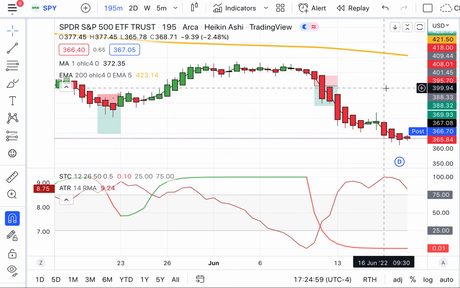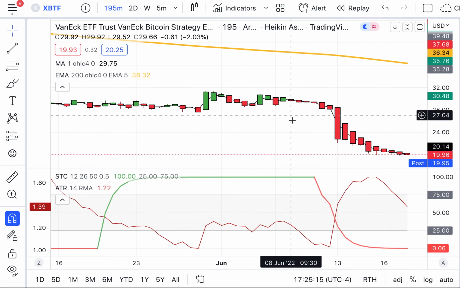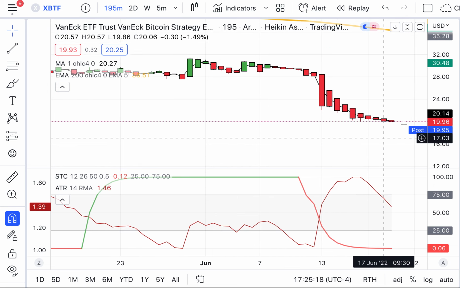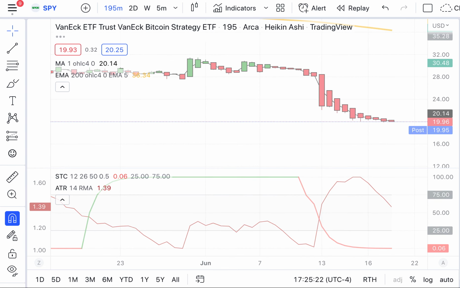We see stocks are mixed. S&P down, Nasdaq 100 up, bonds up, gold down, Bitcoin down, at least on the XBTF, which is, of course, the Bitcoin ETF. It's the futures Bitcoin, the futures there, closed in 1 month. So we'll talk about that when we get to it.